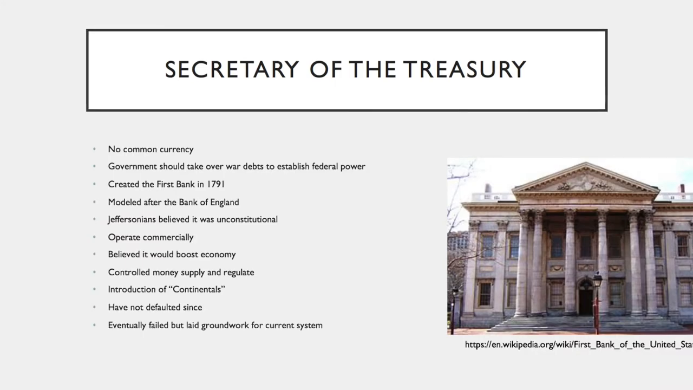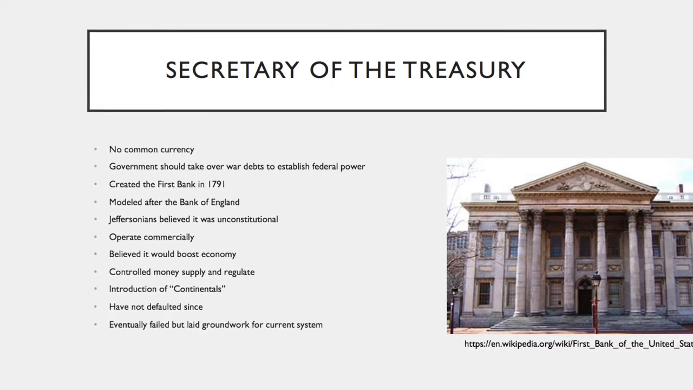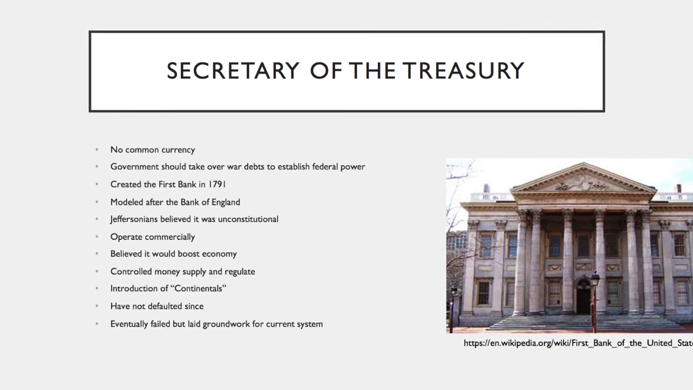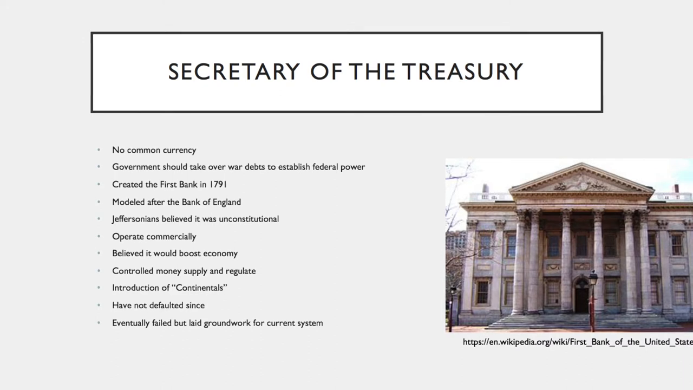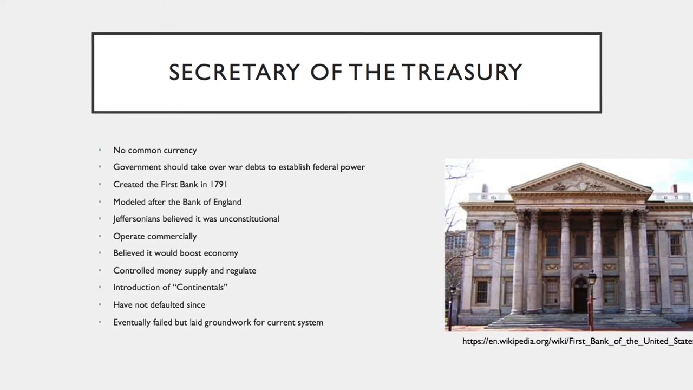After the Revolutionary War, there was no common currency that was being used. Hamilton believed the federal government should take over states' war debts to fix problems and establish federal power. Hamilton then created the first Bank of the United States in 1791 on a 20-year grant. Hamilton was just 24 when he created the first bank.